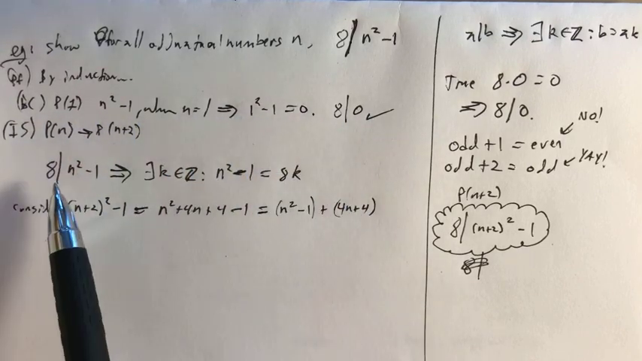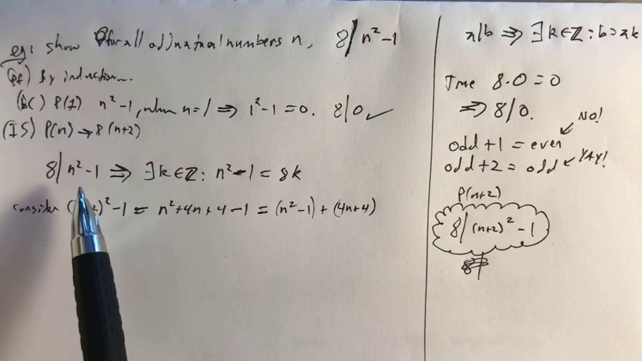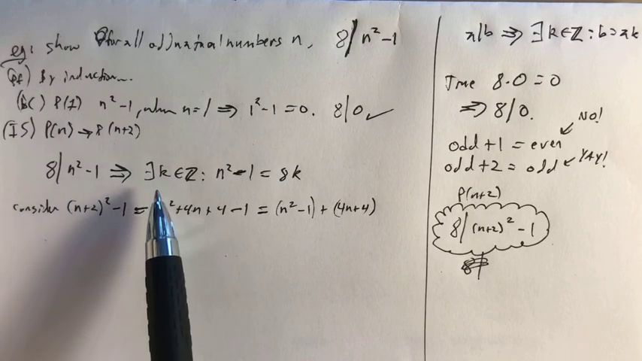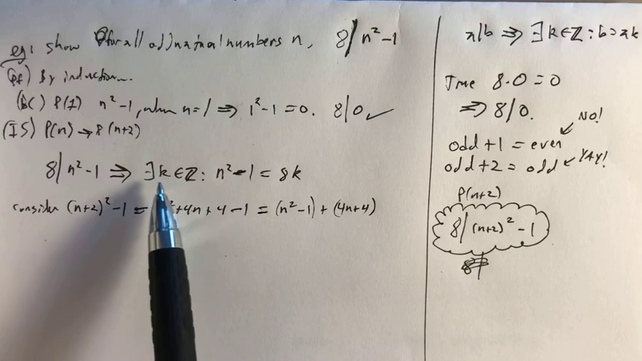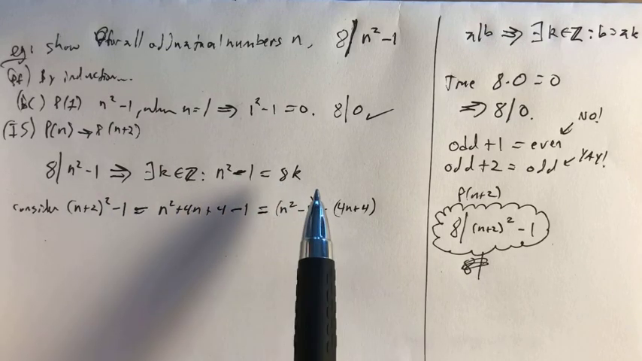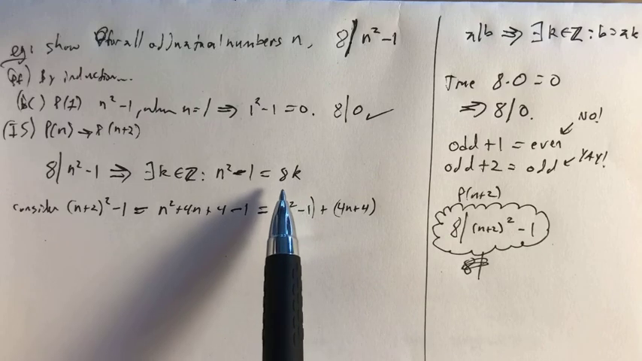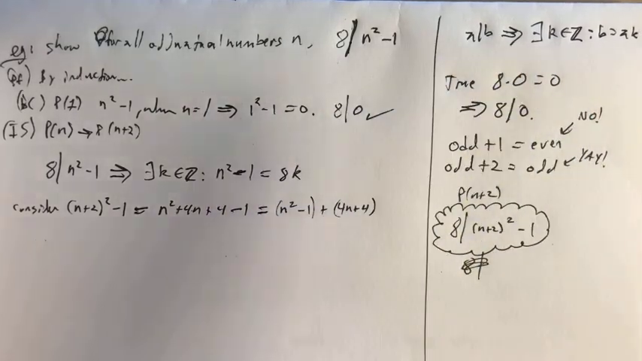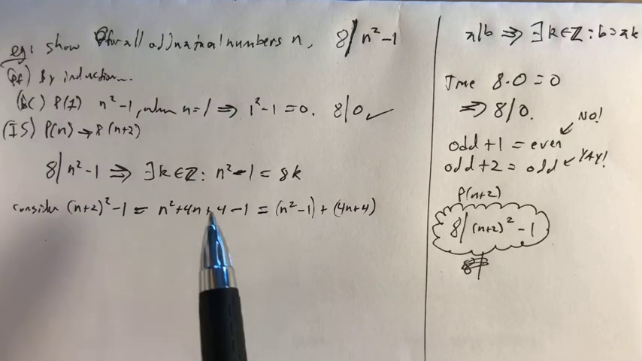That looks good. Now 8 divides n squared minus 1. I'm assuming this. And I said, well, if 8 divides the quantity n squared minus 1, that means there exists an integer k, so there exists a k in Z such that n squared minus 1 equals 8k. That's just appealing to the definition of divisibility that we already had a few weeks ago.